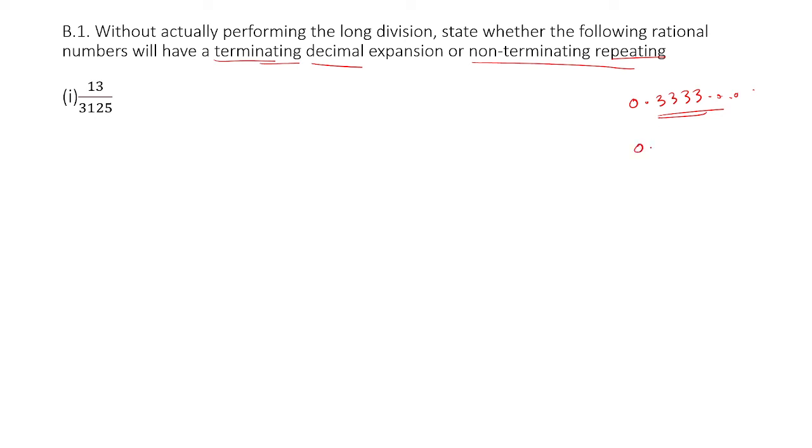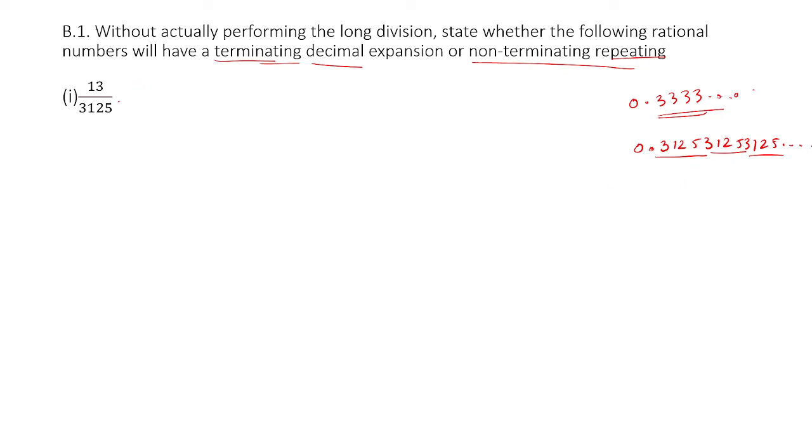333 keeps on repeating. Or for example, 3125, 3125, 3125. Suppose you get this. This does not terminate. There's no end to it. But it's repeating. What is repeating? 3125, 3125, 3125. So this is what we understand by non-terminating repeating: after the decimal point, the numbers will keep on repeating.